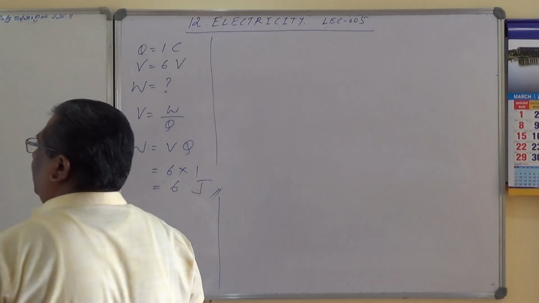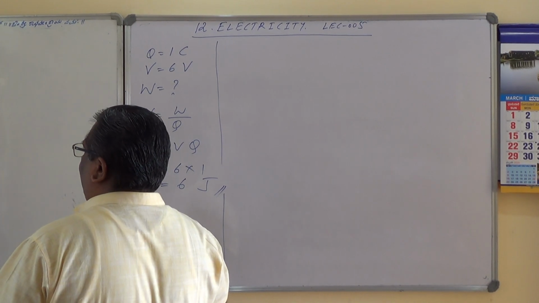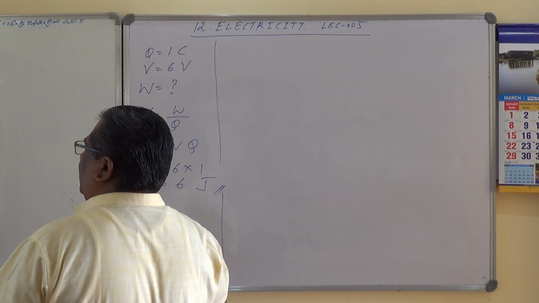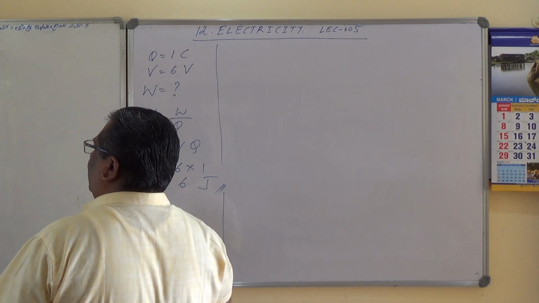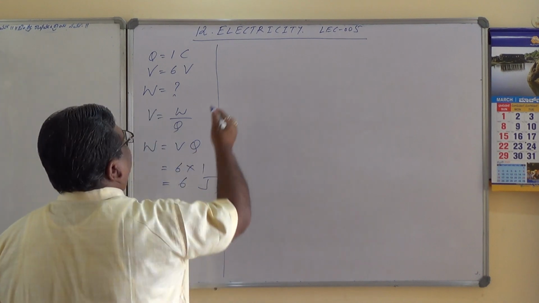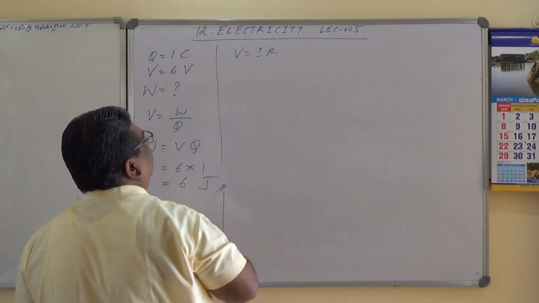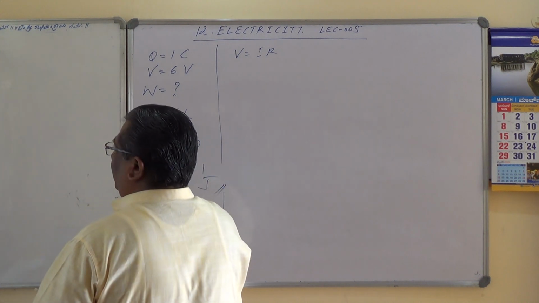What it says: the resistance of an electrical component remains constant, R is equal to a constant, while the potential difference across the two ends of the component decreases to half its former value. What change will occur in the current through it? See, V equals I into R. So R remains constant. That is the question given.